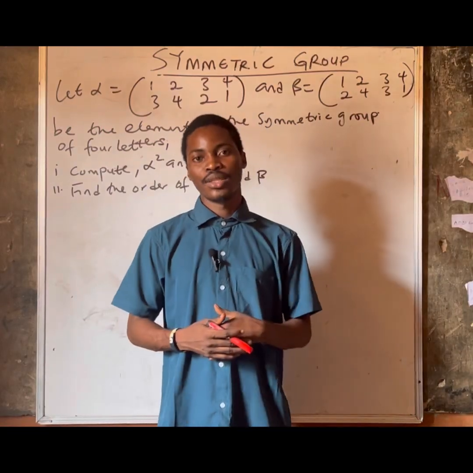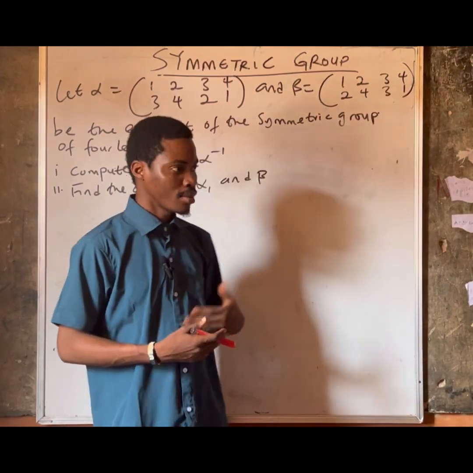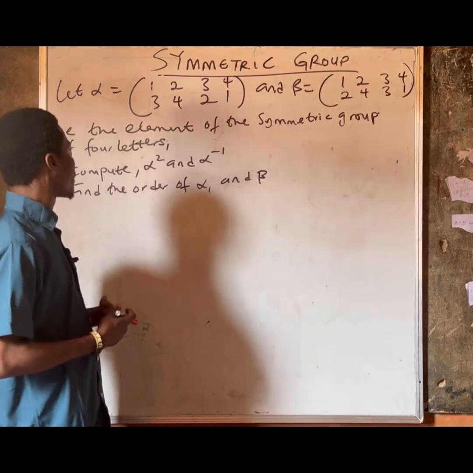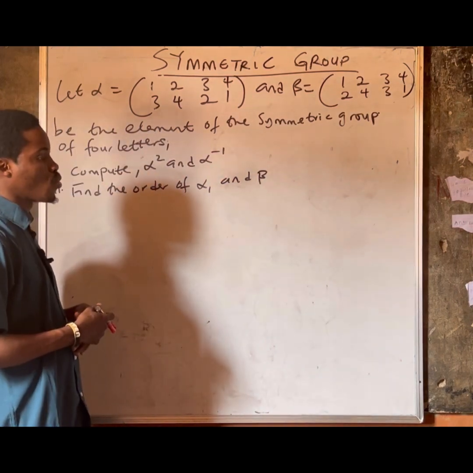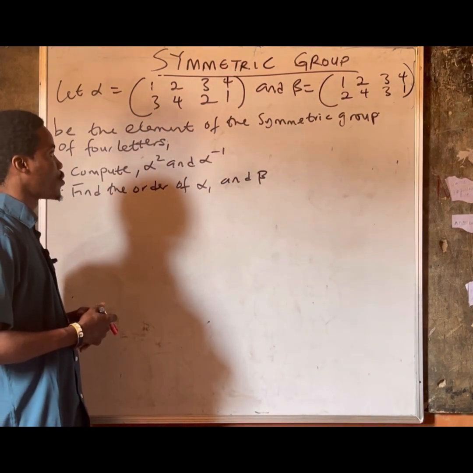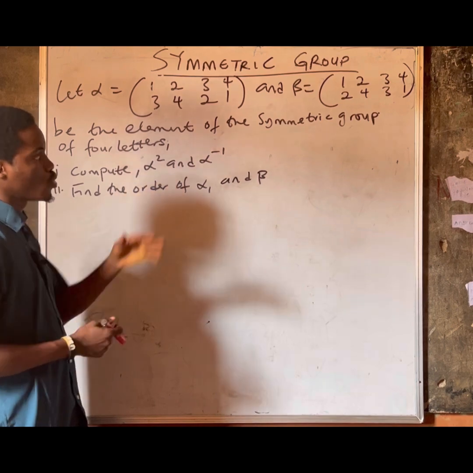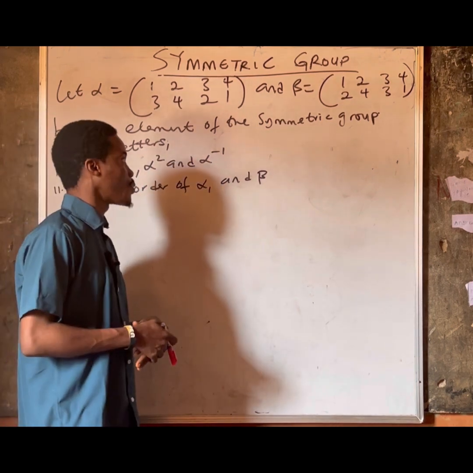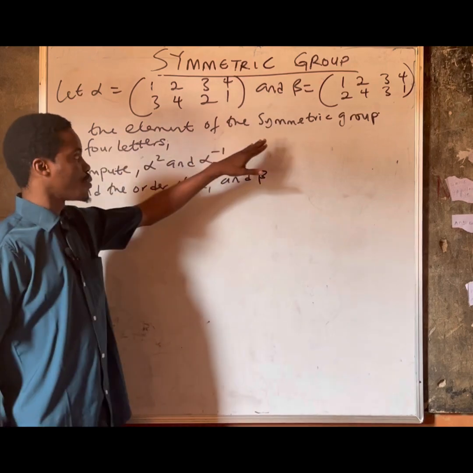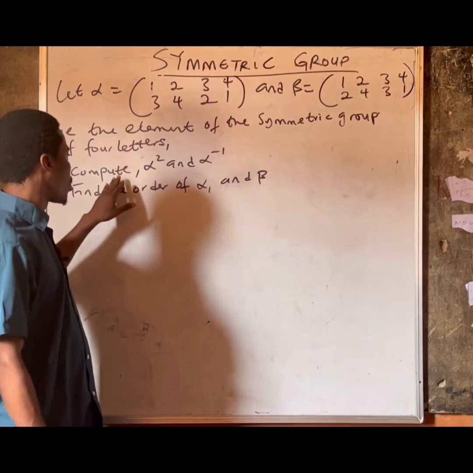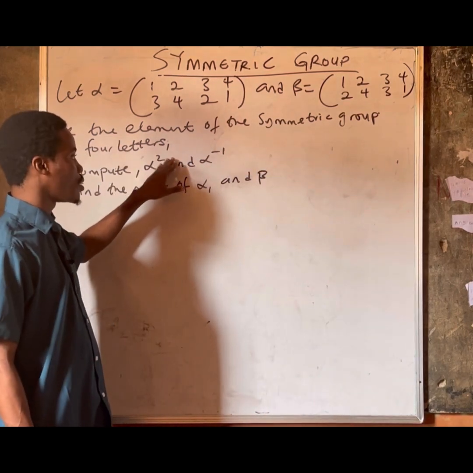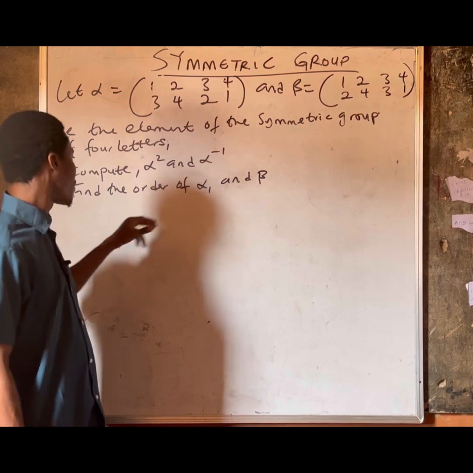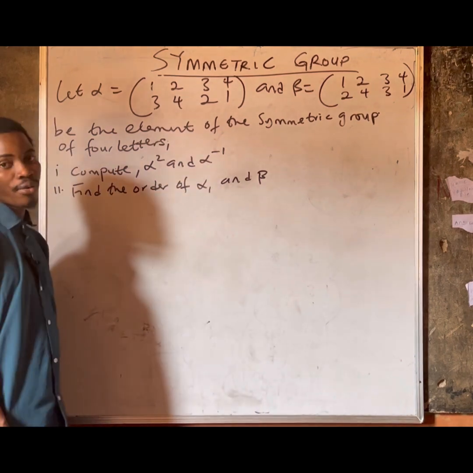We are still on symmetric group and we have another question. Let alpha equal 1, 2, 3, 4 over 3, 4, 2, 1 and beta equal 1, 2, 3, 4 over 2, 4, 3, 1 be elements of the symmetric group of 4 letters. Compute alpha square and alpha inverse. Then find the order of alpha and beta.